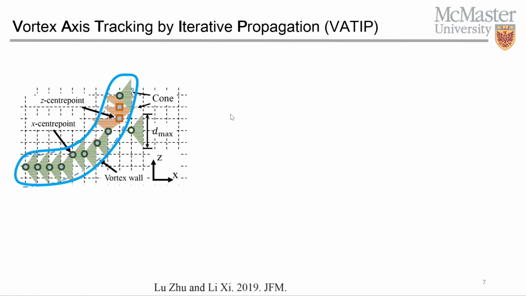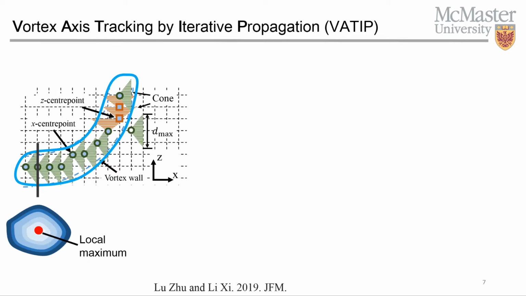So in our project, we developed a new vortex tracking algorithm called VATIP. The goal of this method is to use axis lines to represent those vortex tubes. The idea is, if we cut a slice of a certain vortex tube, the local maximum should be located at the center of the tube, and these local maxima are treated as the axis points of the vortex. And our VATIP method basically tries to connect those closest axis points to form the axis line of the vortex.